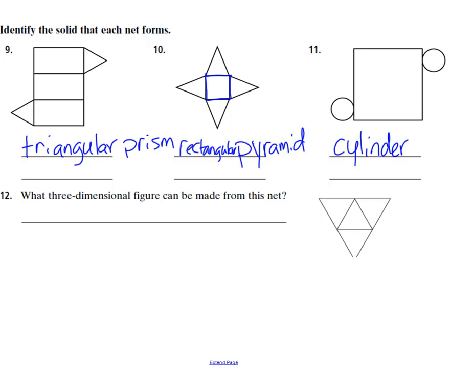All right, number 12. What three-dimensional figure can be made from this net? Triangular pyramid. This is a triangular pyramid. Okay, again, because whatever shape is in the middle, that's how we name it, and you put triangles around the outside. Yes, whatever shape the base is, that's the first part of the name, unless it's a cylinder, because cylinders don't follow anyone's rules.